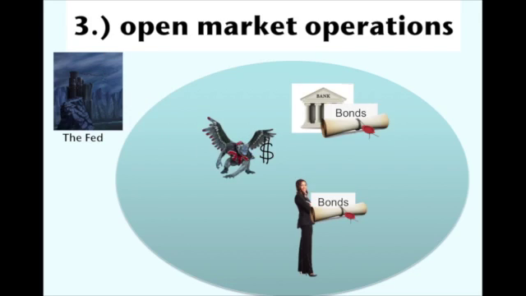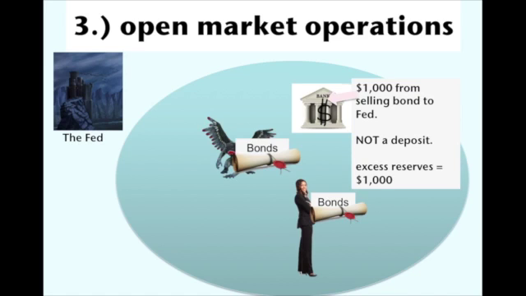If the Fed buys $1,000 worth of bonds directly from a commercial bank, then the $1,000 the commercial bank gets from selling those bonds is all excess reserves. In just this one action, the Fed buying a $1,000 bond from a commercial bank, the money supply has not changed, but excess reserves in the banking system have increased by $1,000.